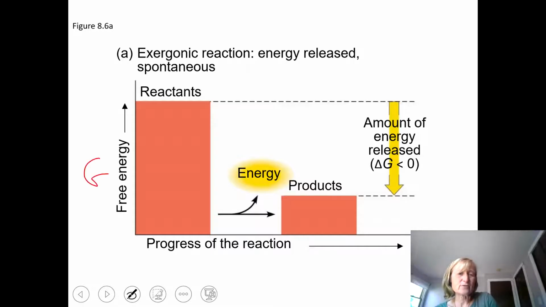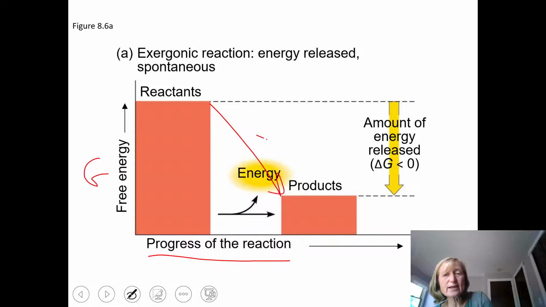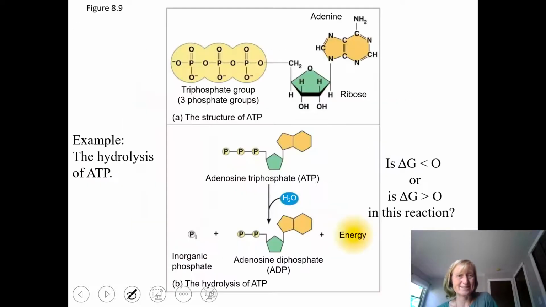What we have here again is the free energy as a function of the progress of the reaction. Reactants have higher free energy than products, and so we see a drop in free energy, and that's the amount of energy that actually is released by the reaction. As the reaction proceeds, that's the energy that's released.